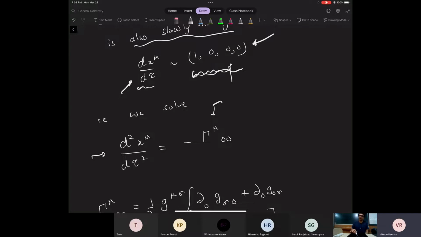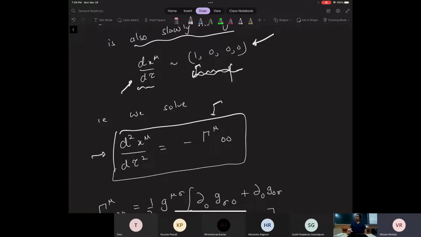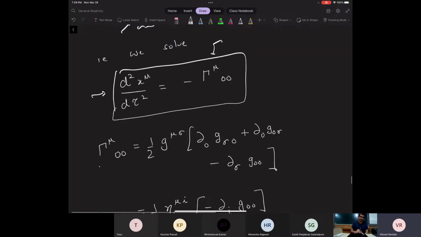Okay, and then dx0/dτ, which is 1. Again, dx0/dτ, which is 1. So we're solving this equation. We only need to work out this Christoffel symbol, Γ^μ_00. Okay, so Γ^μ_00 is half g^μσ (∂_0 g_σ0 + ∂_0 g_0σ − ∂_σ g_00).